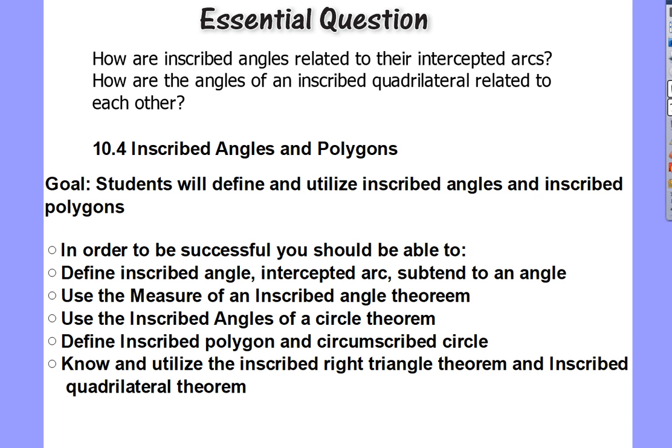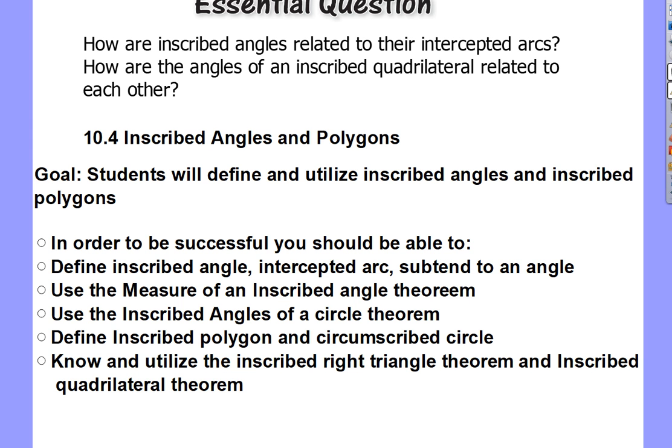All right, ladies and gentlemen, in this video, we are going to introduce a topic called inscribed angles. We're really going to start to dive into a theorem called the inscribed angles theorem, or the measure of an inscribed angle theorem. But before we do that, we're first going to need to define some terms.